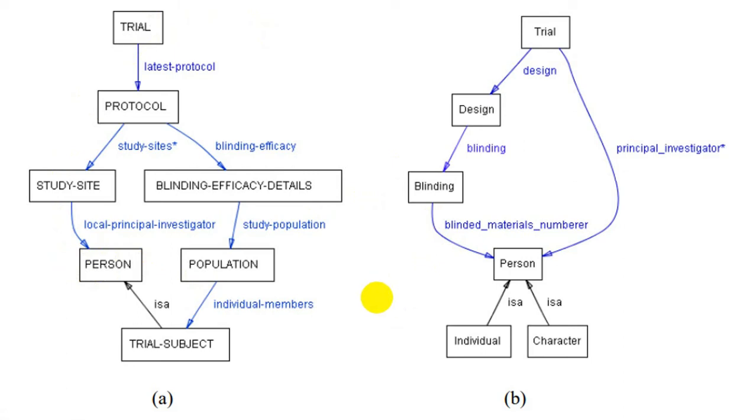So here we will consider a pair of paths in this set that have the same length. We will choose then trial, protocol, study site, person in the first ontology and trial, design, building, person in the second one. As it traverses the two paths, AnswerPrompt increases the similarity score for the pairs of terms in the same position in the path. For the two paths in our example, it will increase the similarity score between protocol and design and between study site and building.